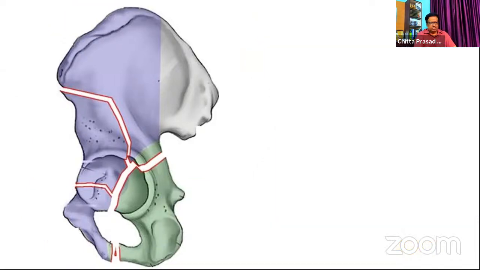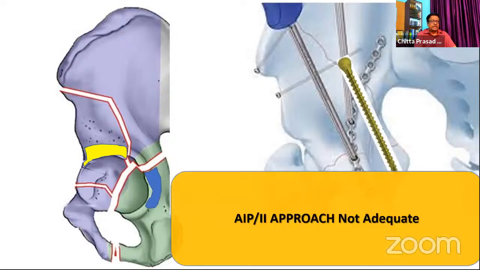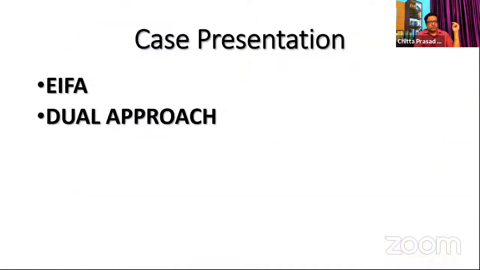This is a non-extensile approach, but when it is associated with a dome injury or a posterior wall injury, you cannot finish the surgery just doing this. You really need to look into how to reach the dome or how to reach the posterior aspect to repair the posterior wall.